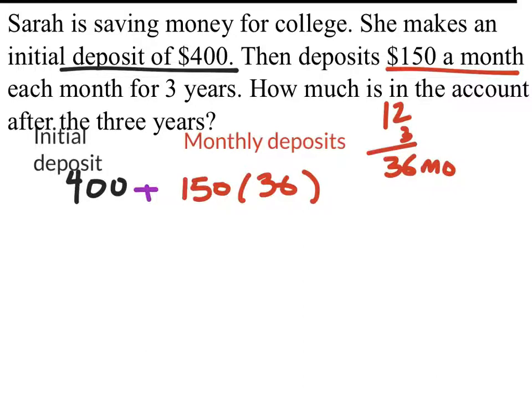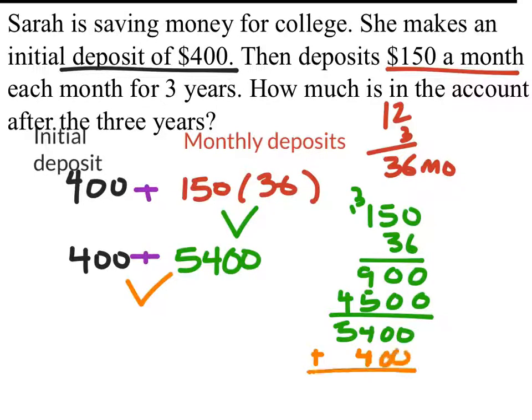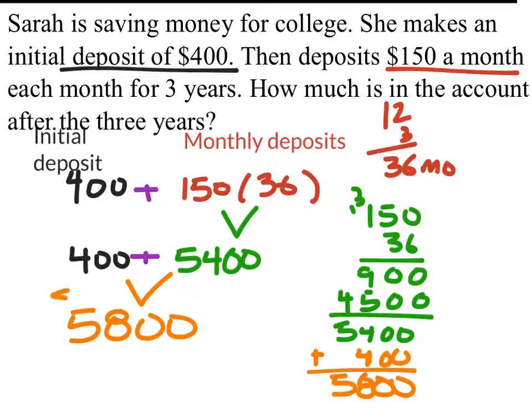Now, by order of operations, we've got to do this multiplication first. 150 times the 36. So working this one out, we can see that the monthly deposits would have produced $5,400. But then, after that, we still need to add the $400 that she put into the account in the beginning. So 400 plus 5,400 would make that $5,800. So after 3 years, without any interest or any additional costs, Sarah has saved $5,800.